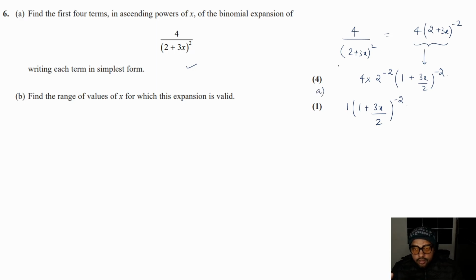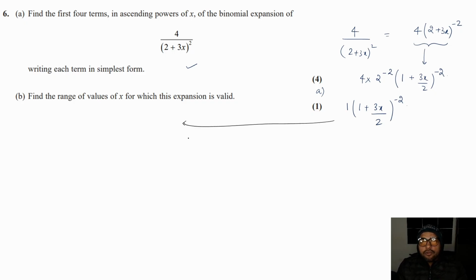You'll get M1 here, and there is no accuracy mark in this A part, but the B part will have the accuracy mark. We'll come to the B part, student. For the B part, they have asked us to find the range of values of x for which the expression is valid. One more thing, student: they have asked us to write each term in the simplest form, so this is not yet completed and we'll expand it here.